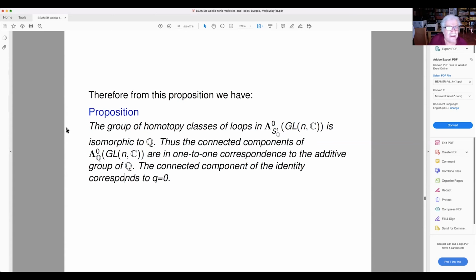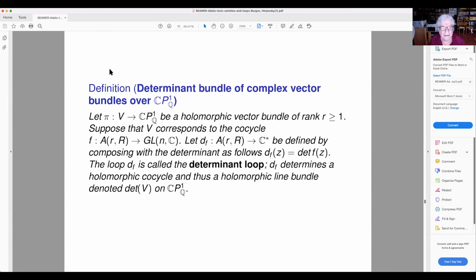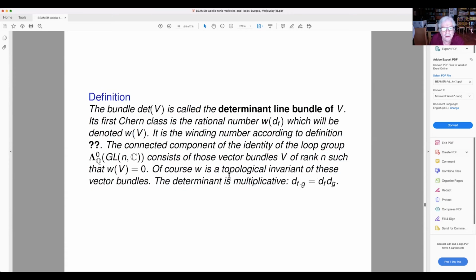Now, if I have a map into GL(n, C) and I take the determinant, in the same way I do in the case of P1, I have a map from the annulus to C star, and therefore I can take the winding number. This gives you the determinant loop, and this will determine the determinant bundle, a line bundle. So when you replace the map to the full linear group, you go to the determinant and have a multiplicative structure. Exactly the same thing you do in a course on holomorphic vector bundles over P1, you do here. Essentially, we're replacing the integers by the rationals.